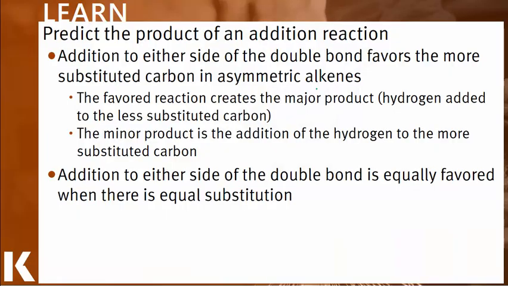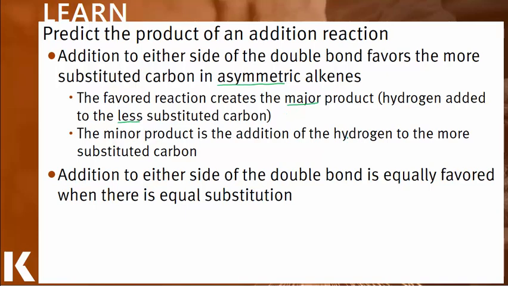During addition reactions, we'll favor addition of a substrate to the more substituted carbon if the alkene is asymmetric, meaning that it has different numbers of substituents on either carbon in the double bond. Now the favored reaction, which gives us the major product, will have hydrogen adding to the less substituted carbon, and hence the nucleophile will add to the more substituted carbon.